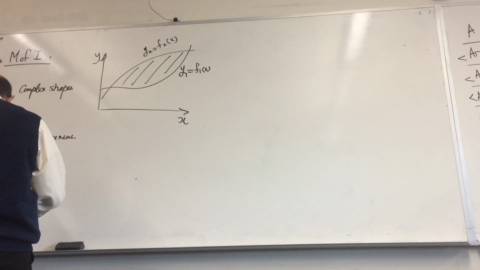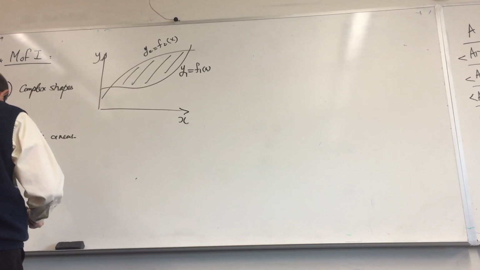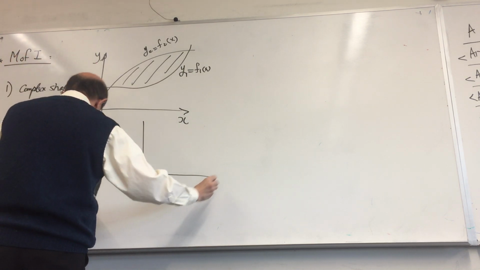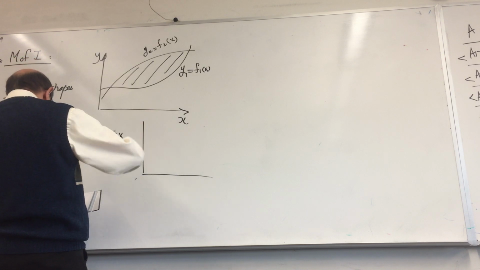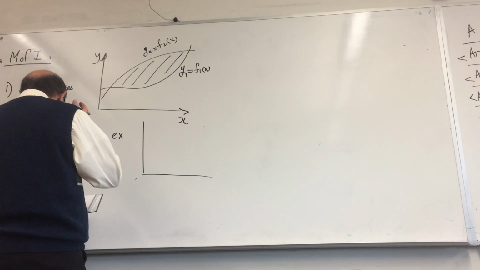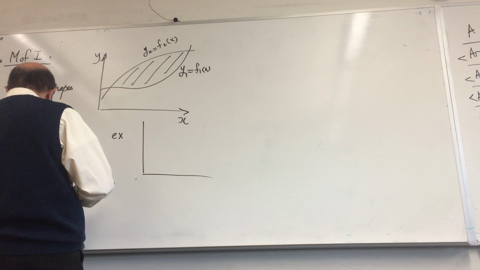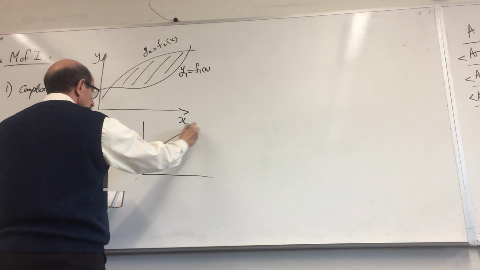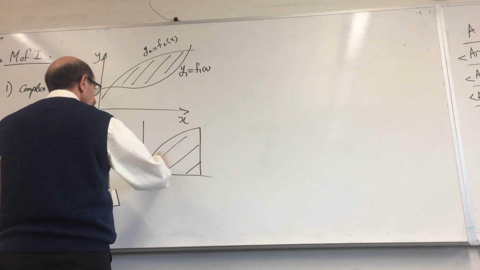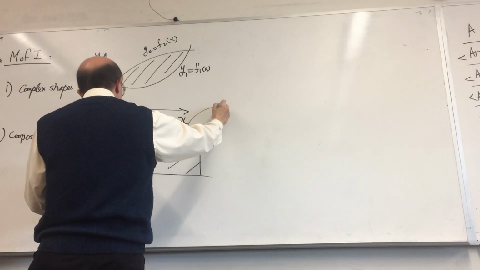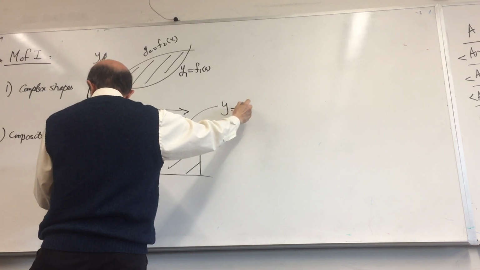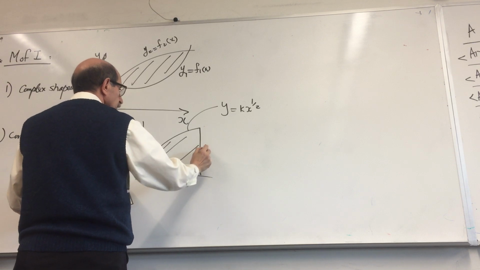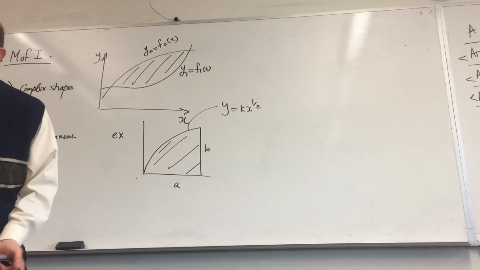to finish that discussion. Let's say you want to find the moment of inertia of a shape like this. One of the problems in the book, it's actually the case. Okay, something like this. This is y equals k x to the 1/3. This is a, and this is b. Let's say you want to find a moment of inertia like this.